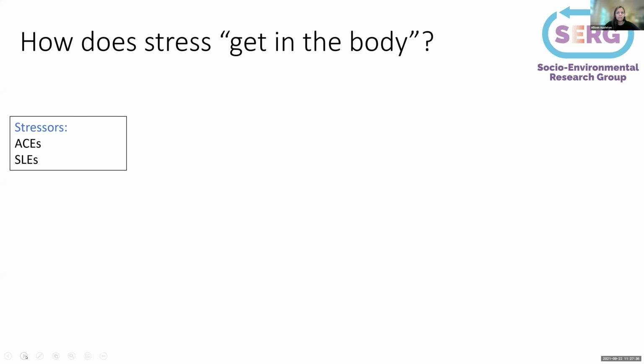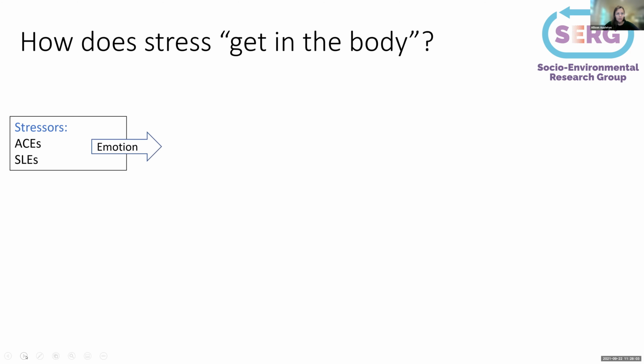So how does stress, quote, get in the body? I've drawn out a conceptual model here that I use to guide my work that brings together literatures from multiple places to demonstrate how theoretically this is happening. So we begin with a set of stressors, whether they be adverse childhood experiences, abbreviated here as ACEs, or other stressful life events that you might have in adulthood, abbreviated here as SLEs.